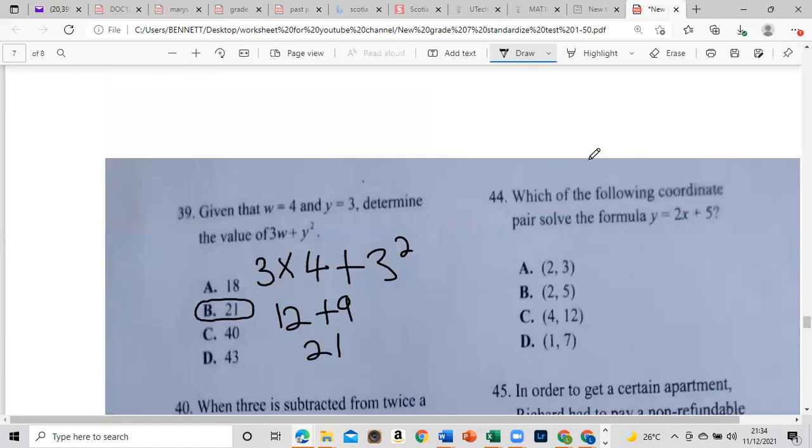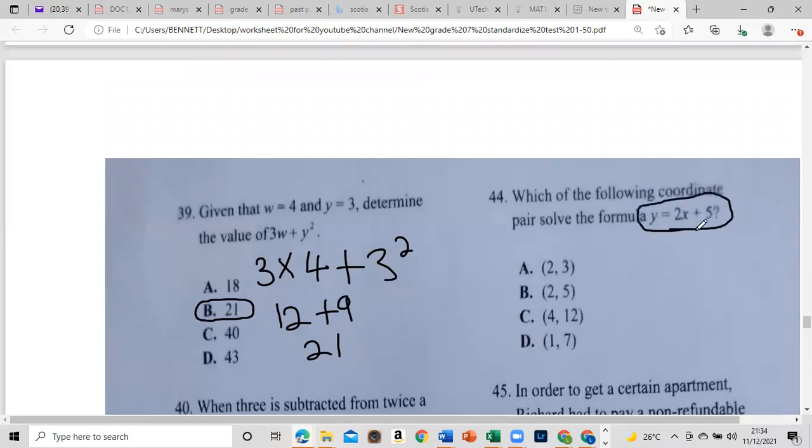Alright, which of the following coordinate pairs solve the formula 2x plus 5? It's a grade 7 question. Alright, what you want to do is to put this for x, but this is the x coordinate, and see which one gives the y. So we'll put 2 into this, so 2 times 2. Let's do the first one to kind of show you guys. We're supposed to get 3 for the answer, right?